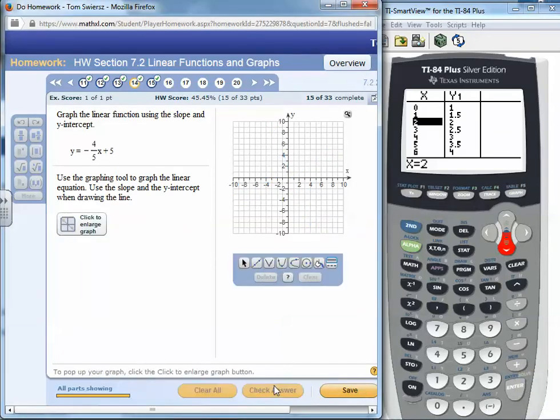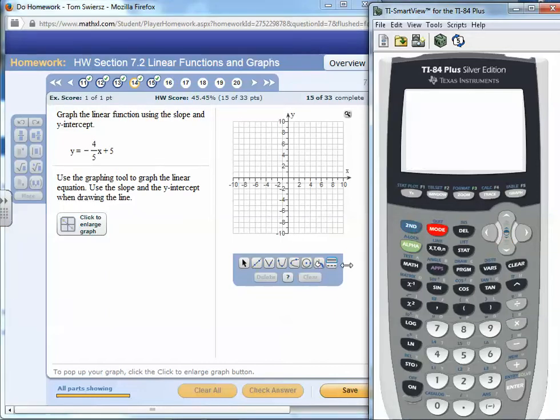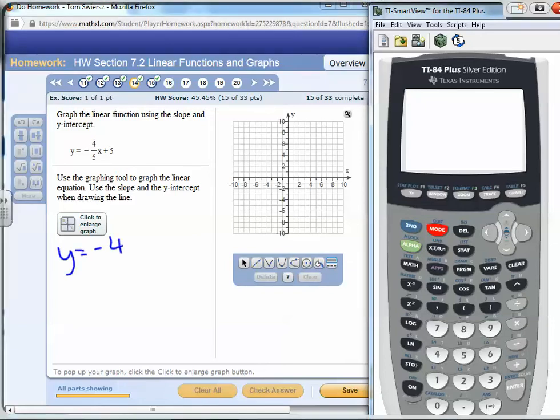All right, let's look at number 14. Okay, 14 is y equals a negative 4/5 x plus 5. Okay? Now, what is the slope? The slope is equal to what? The coefficient, or the number in front multiplying x, which is a negative 4/5.